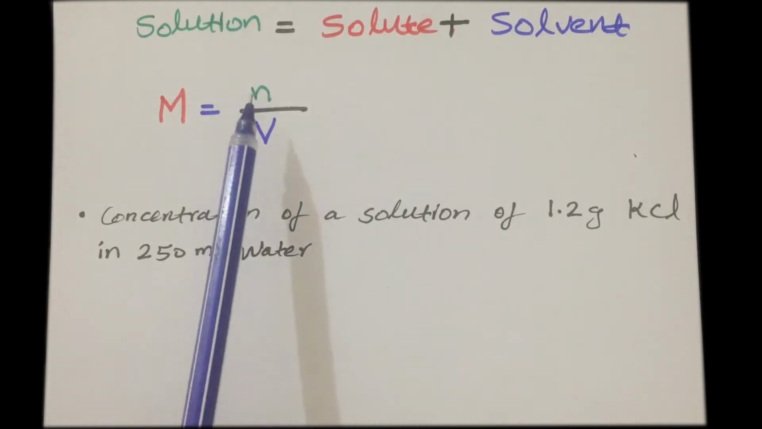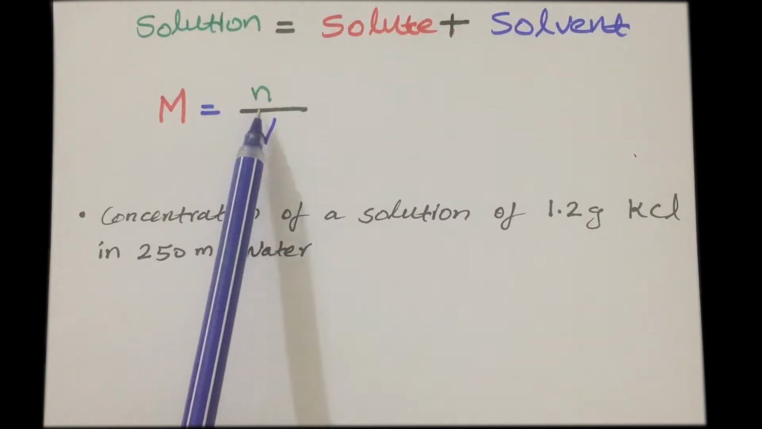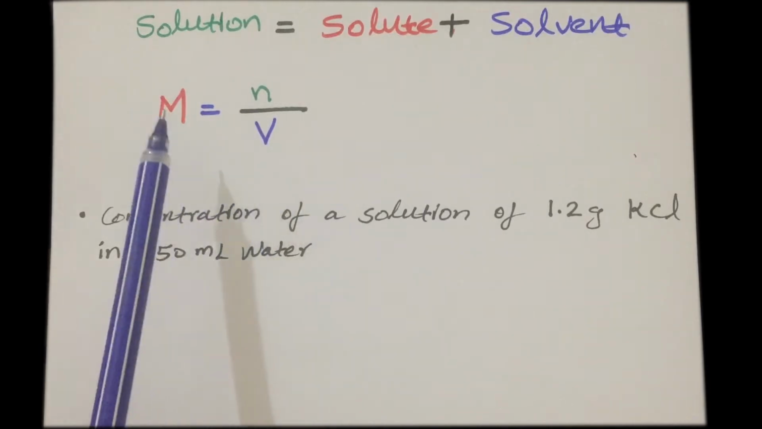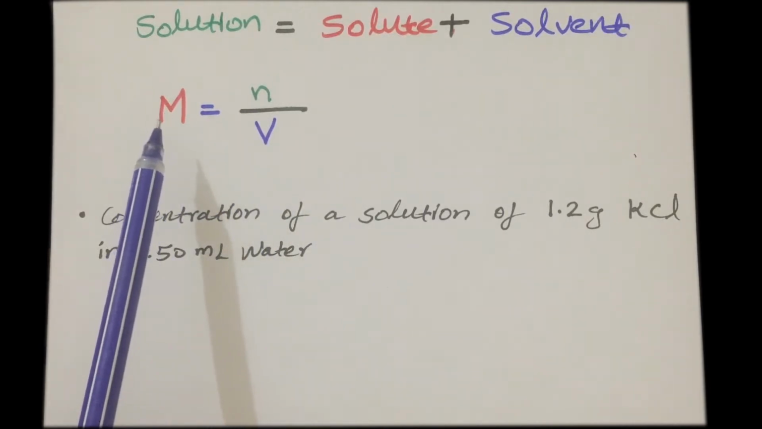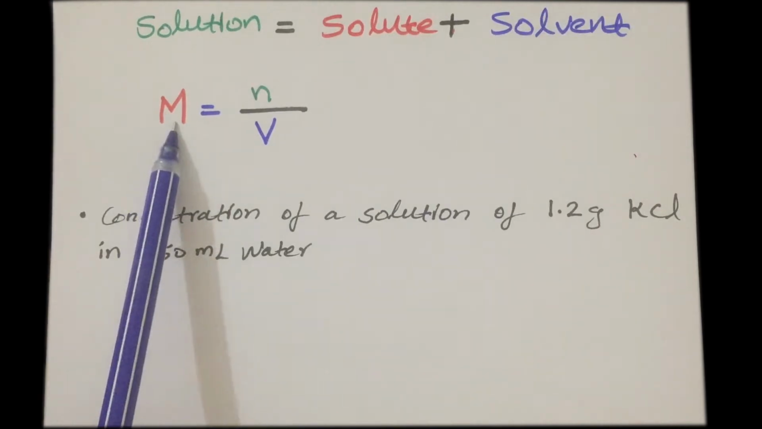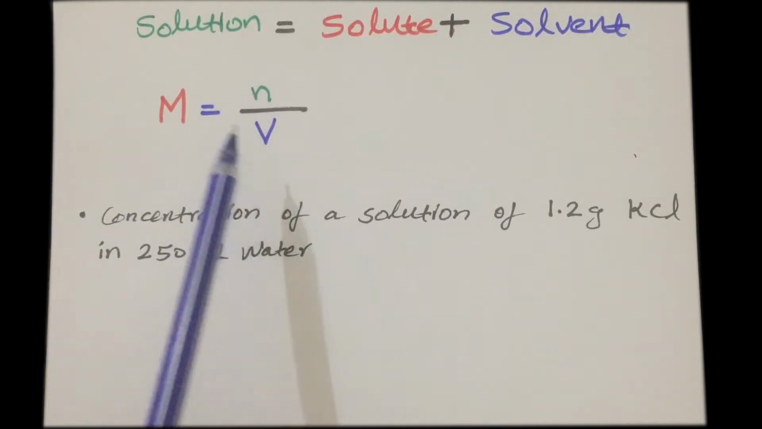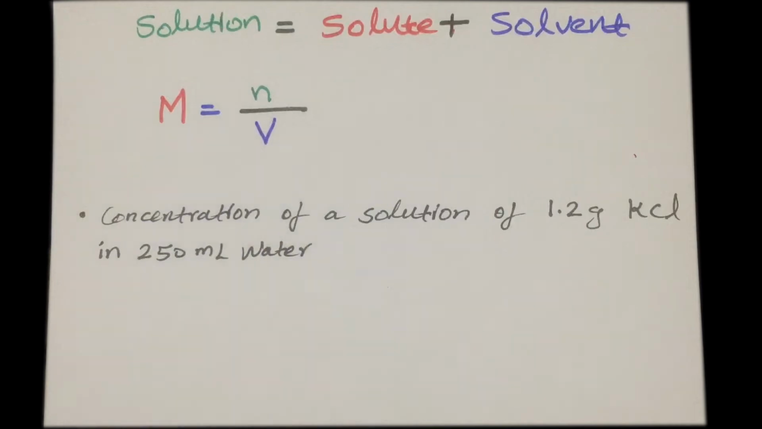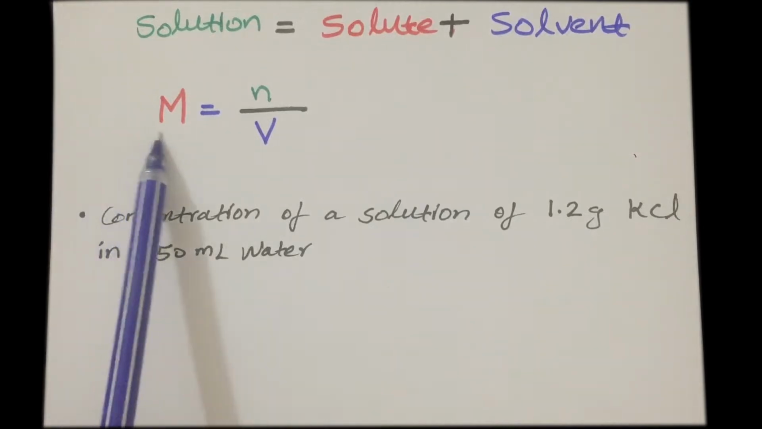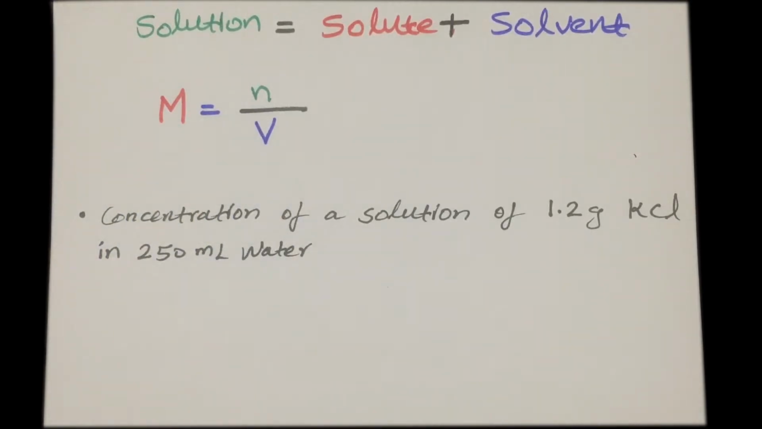The formula to find the molarity is number of moles of solute divided by volume of solution in liter. Simply, if we represent molarity as capital M, M is equal to small n by V. There are some complicated formulas, forget all of them and remember this formula. M is equal to n by V.